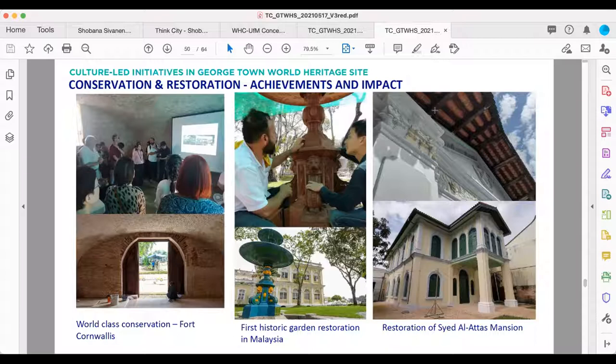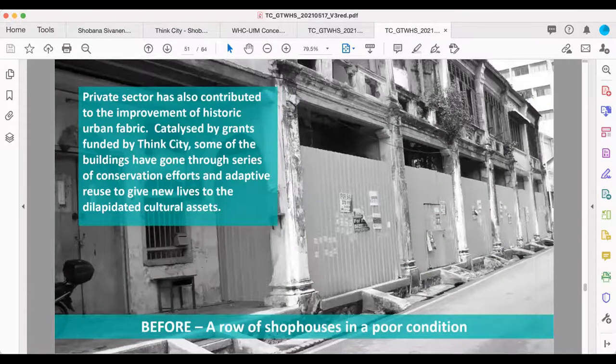So these are some of the things we realized as we carried out the work: there was a need to adopt what I call best-in-class standards. And this is what we are trying to showcase in the conservation of the fort. And as I highlighted earlier, there was the setting of a new benchmark to restore historic gardens and also restore mansions and so on. Now this effort to renew was not only led by the public sector, but rather there was extensive partnership with the private sector.